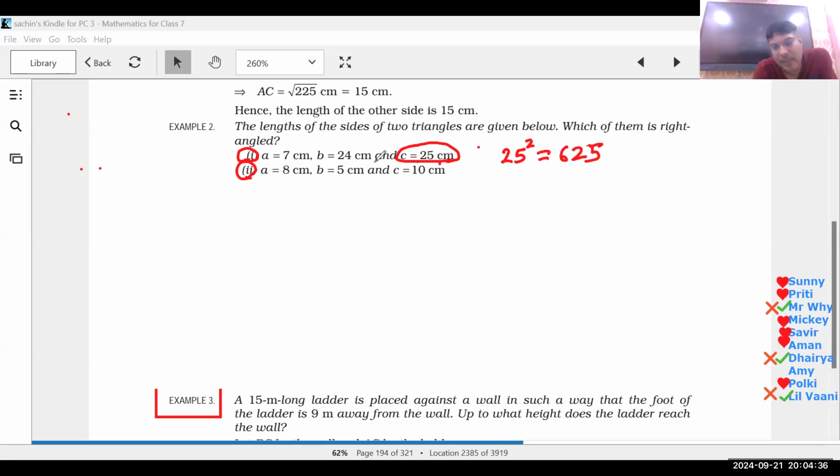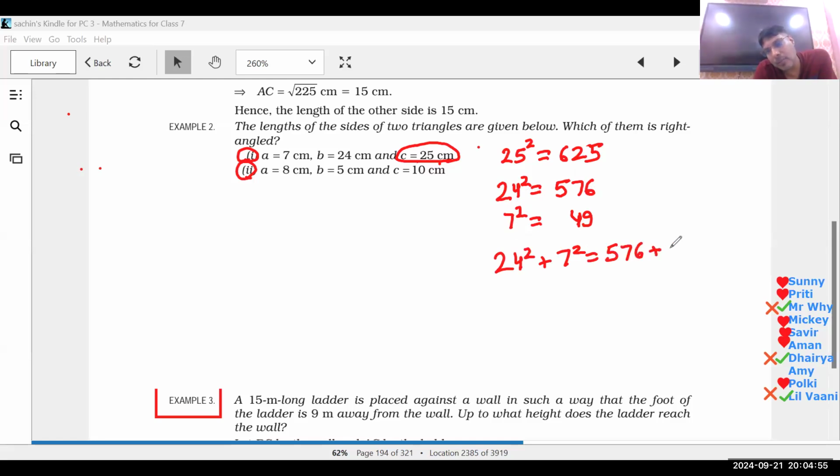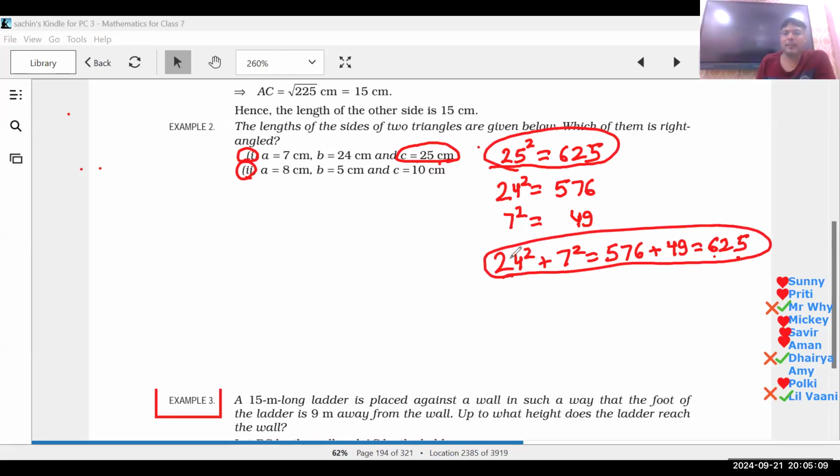Now, obviously, if this is a right triangle, this will be the hypotenuse. 24 square is 576. 7 square is 49. When you add 24 square plus 7 square, it will be 576 plus 49, which is equal to 625. So yes, because the sum of the squares of the other two sides is equal to the square of the hypotenuse, it is a right angle triangle.